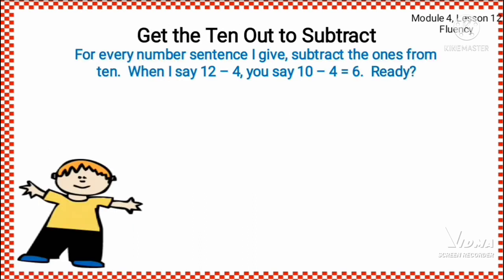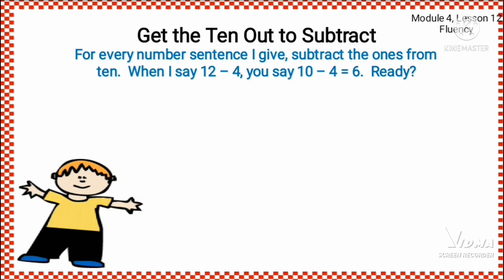Now, for every number sentence that I give, I want you to subtract the ones from the tens. Just subtract only the 1 from the 10. Only the 10. And tell me what you get. When I say 12 minus 4, you can write 12 as 10 and 2. But I just want you to subtract the 4 from the 10 alone and tell me what you get. Later, we'll put back the ones. So if I say 12 minus 4, just tell me 10 minus 4 equals 6.